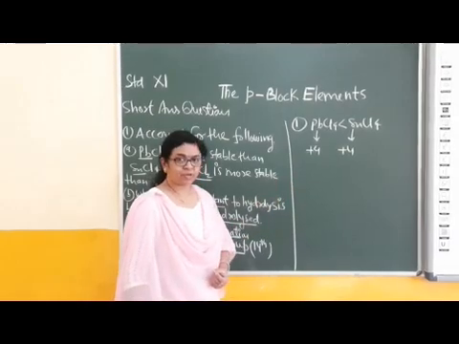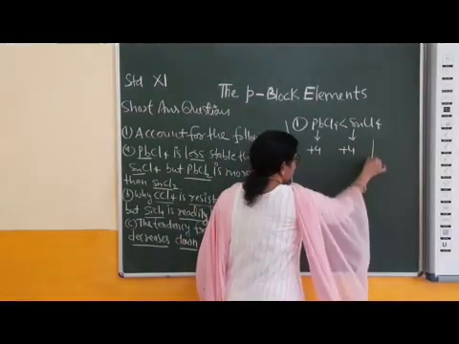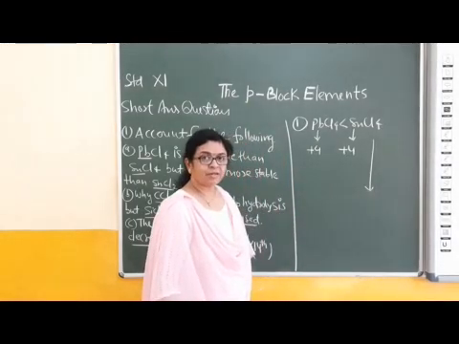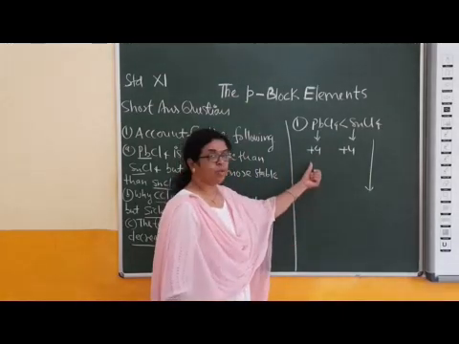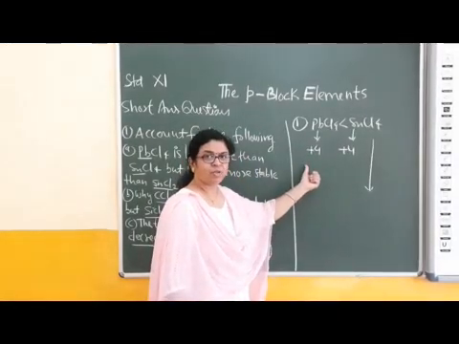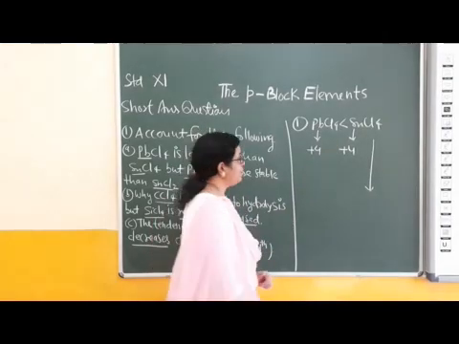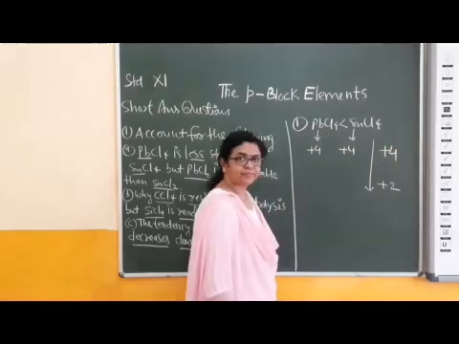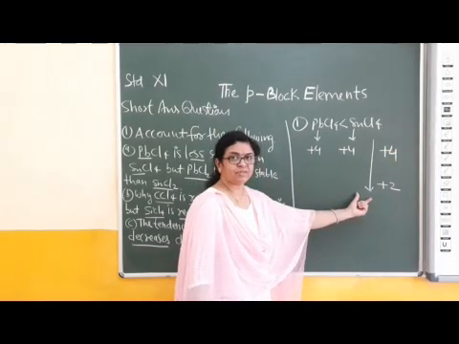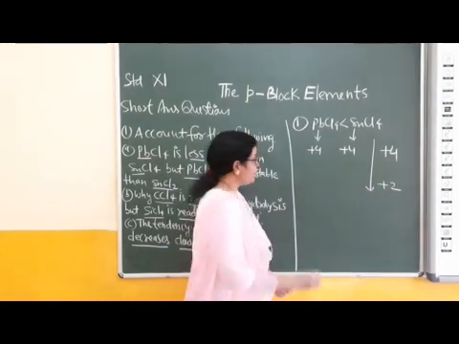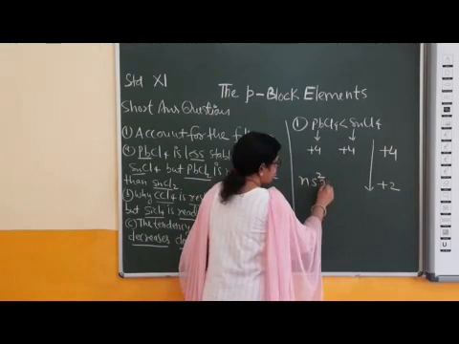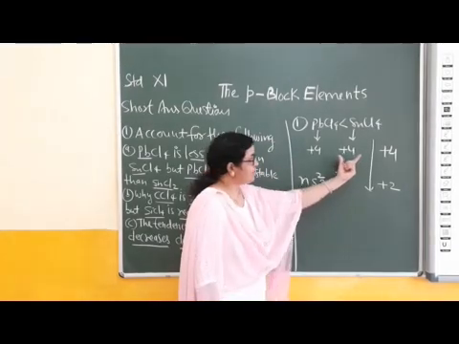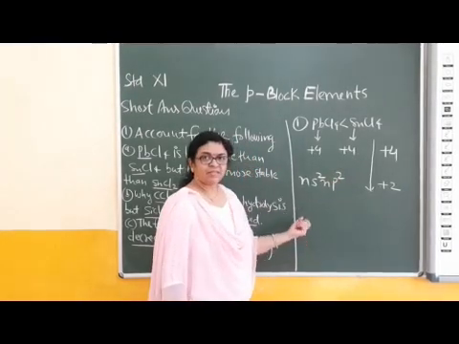Both elements are placed in the 14th group. On moving down the group, the stability of the lower oxidation state increases due to the inert pair effect, right? And what is the lower oxidation state in the 14th group? It is +2, right? The lower oxidation state is +2 and the higher oxidation state is +4. When only p electrons are removed, the oxidation state is +2, right? And when s and p electrons are removed, all valence electrons are removed, then the higher oxidation state is +4.